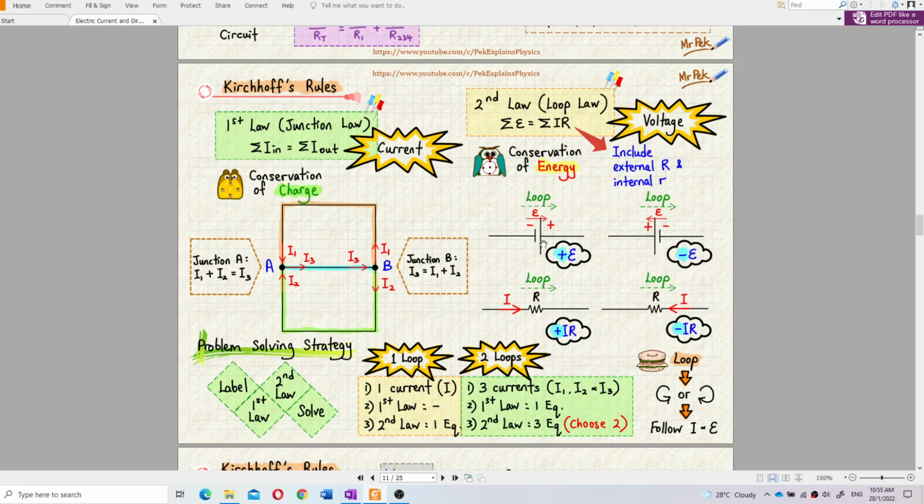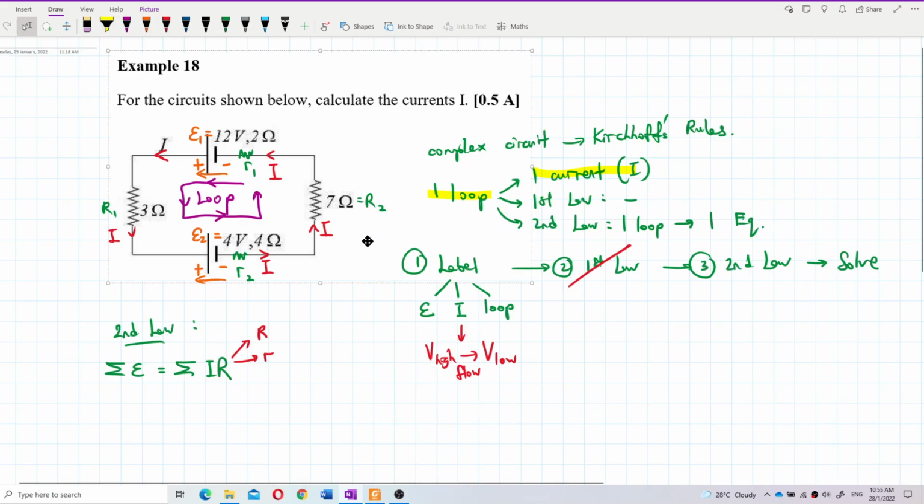Understand? Look at this E1. E1 is to the left, from negative to positive. That's why we need to label the EMF. Then only can we compare the direction of the EMF with the loop. That's why we need to label everything first before we can build the equation. Don't skip the label step. The label is very important.